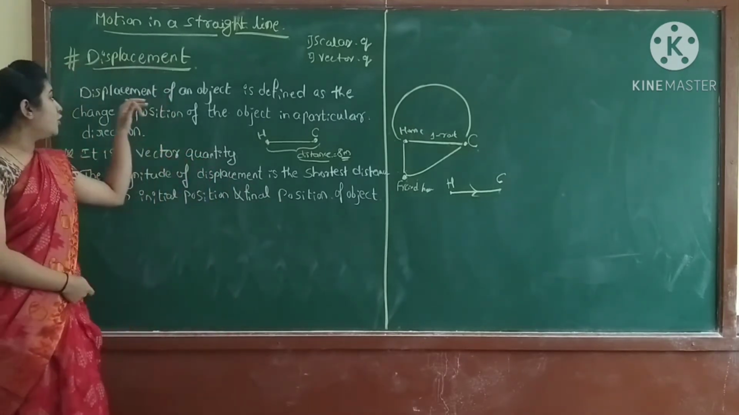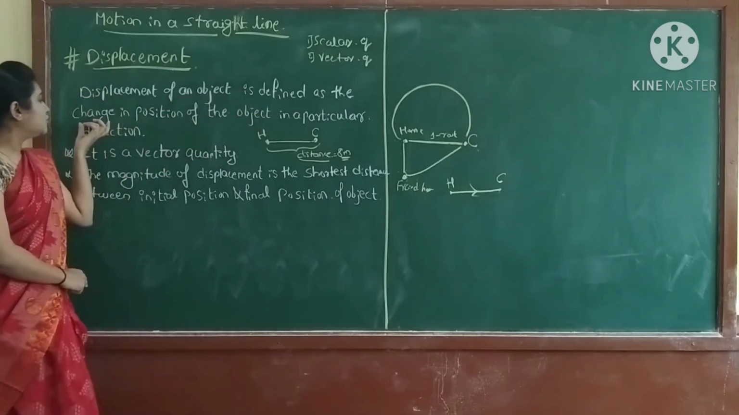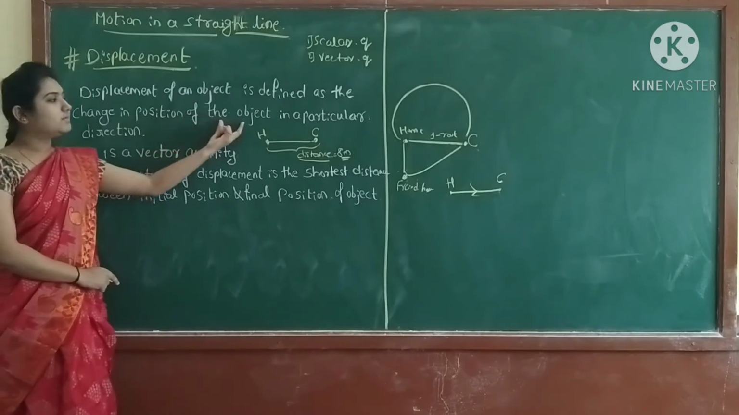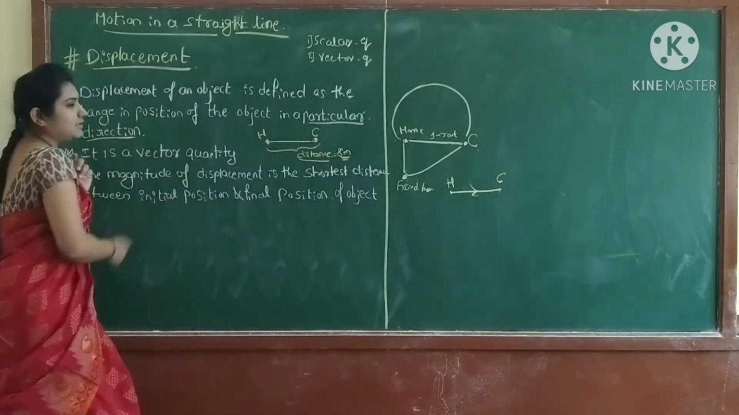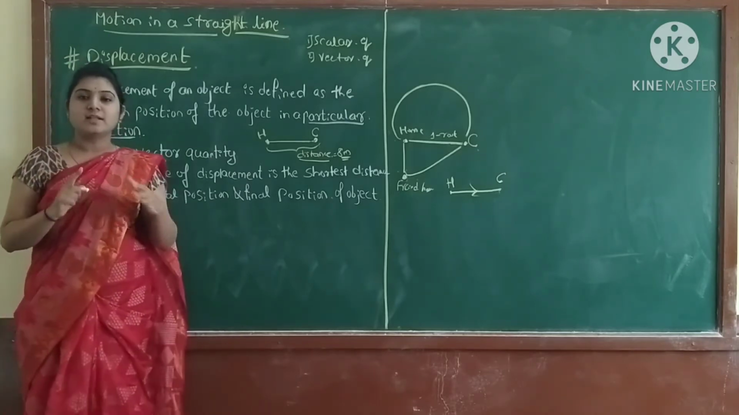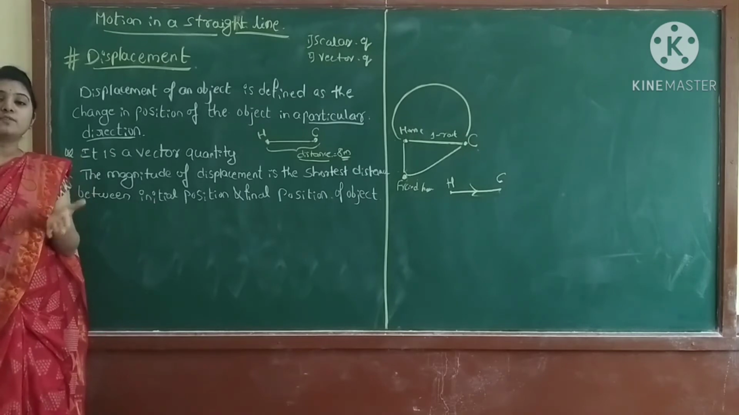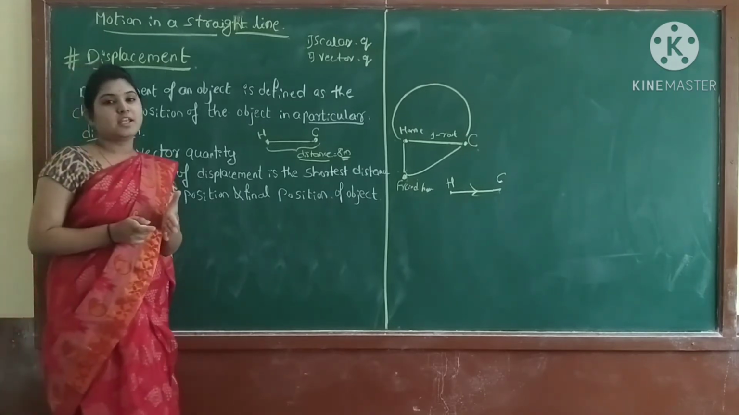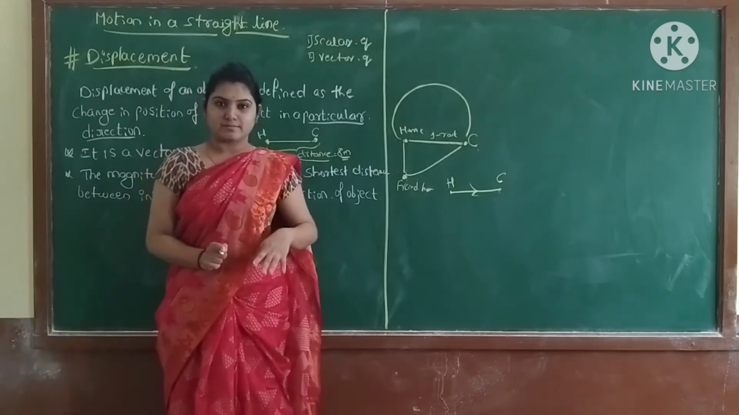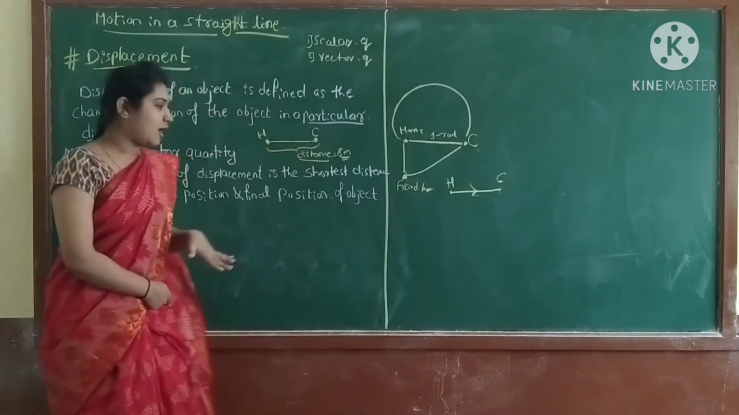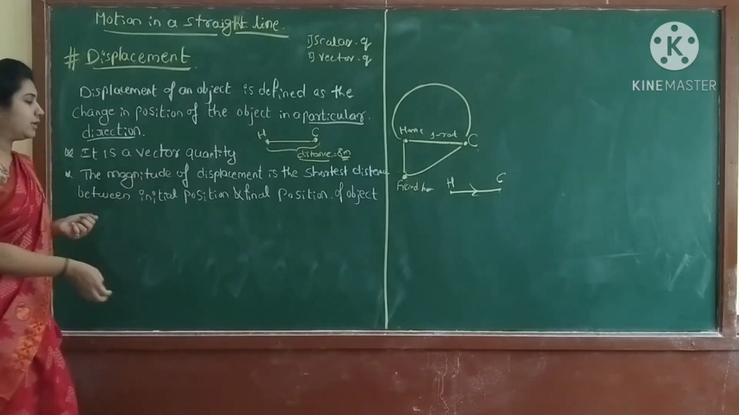Yes, so the displacement of an object is defined as the change in position of the object in a particular direction. This is important here. Understood? The displacement is nothing but the change in the position of the object in a particular direction. Understood? So now let us move. Then it is a vector quantity.